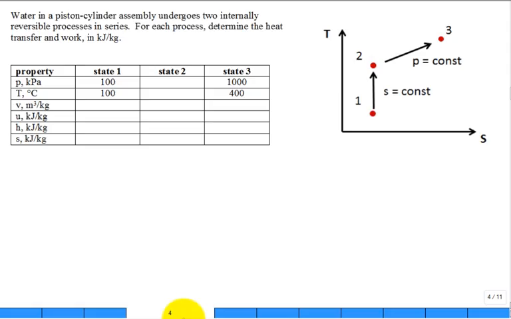You have a problem where it's not a cycle, it's a process that goes from 1 to 2, and then another leg of the process going from state 2 to 3. From 1 to 2, S is equal to a constant. What does that look like on a temperature entropy diagram? Straight line up and down. What can you tell about the temperature at 1 versus the temperature at 2? It increased.